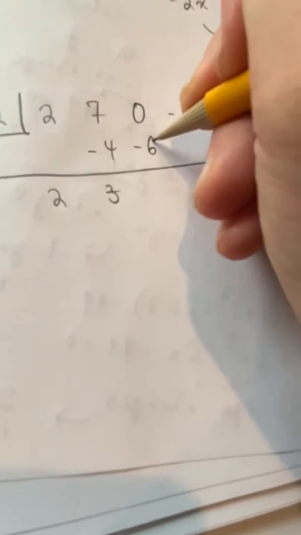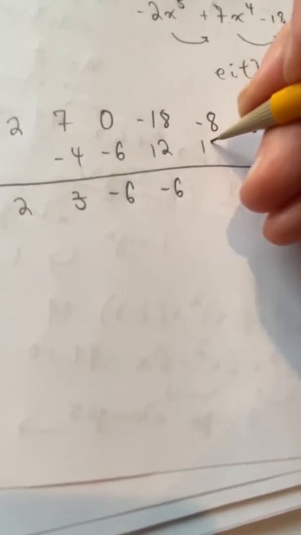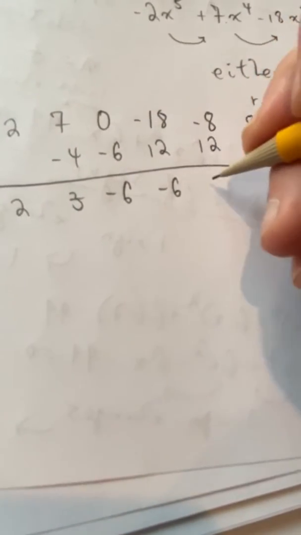Bring down this 2. 2 times -2 gives us -4. 7 minus 4 gives us 3. 3 times -2 gives us -6. 12 minus... we get -6 again. -6 times -2 gives us positive 12. 12 minus 8 gives us 4. 4 times -2 gives us -8 and 0, so our remainder is 0. So yeah, -2 definitely is a root.